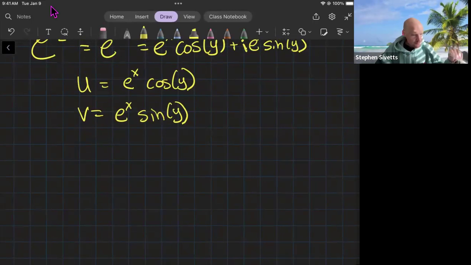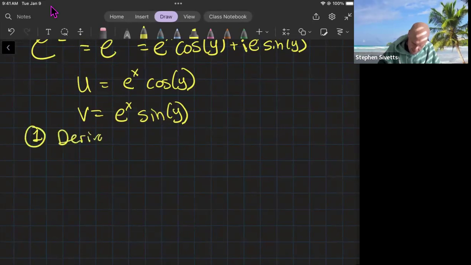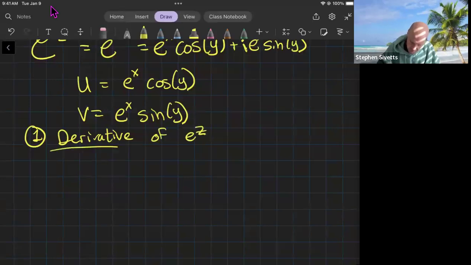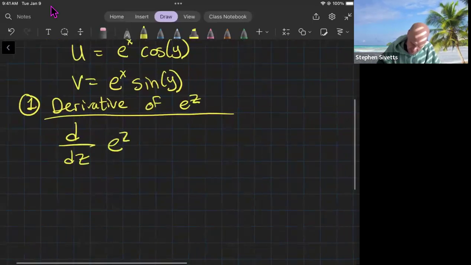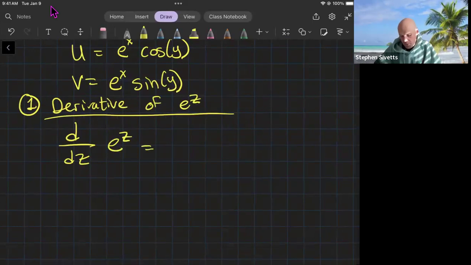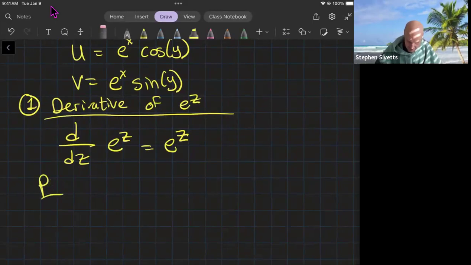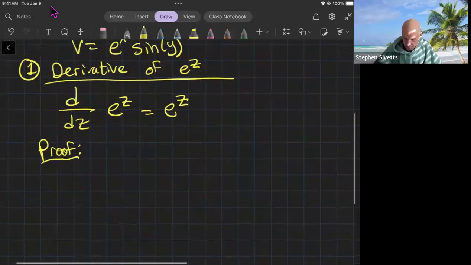Let's go over first the derivative of this function e to the z. As you would expect, the derivative of e to the z is just itself. And the idea behind this, the proof behind this, is that we want to show that e to the z is analytic, right?